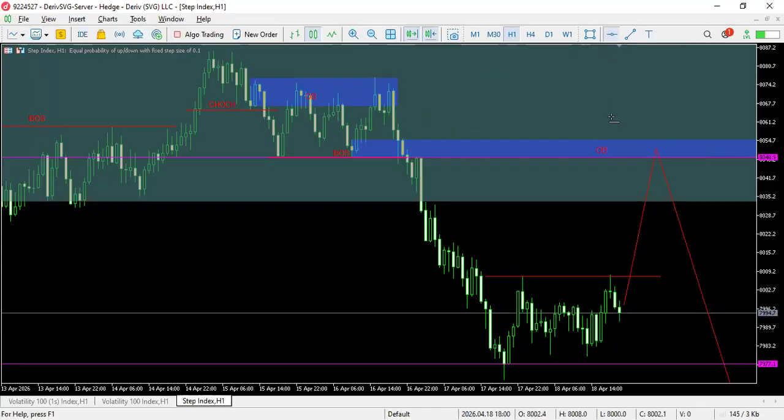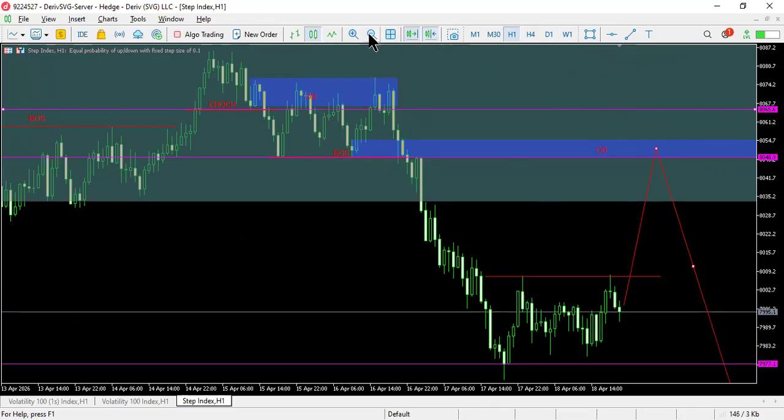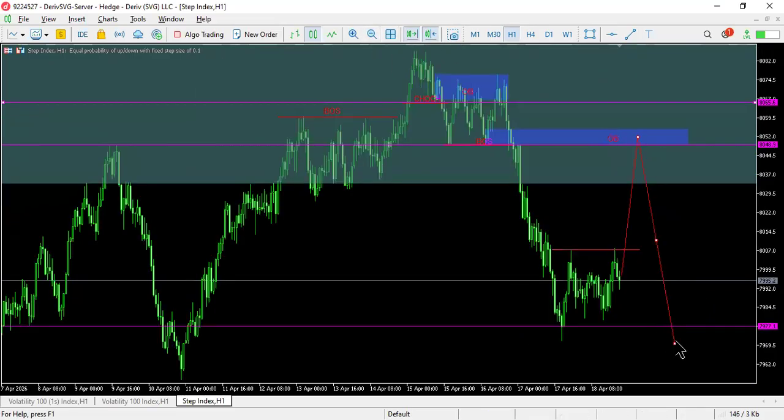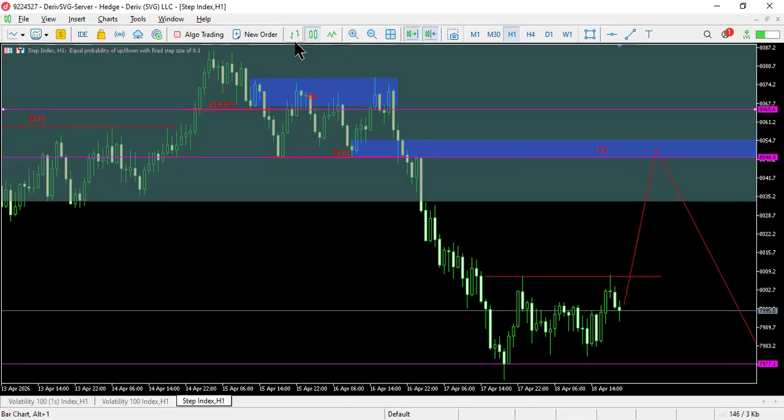So if you want to enter this trade with me, go ahead and place a sell limit on step index with your entry price at 8048.9, with your stop loss at 8065.6, and then with your take profit at 7977.1.